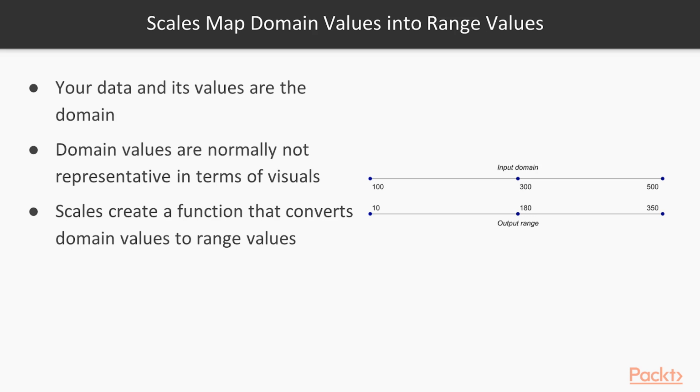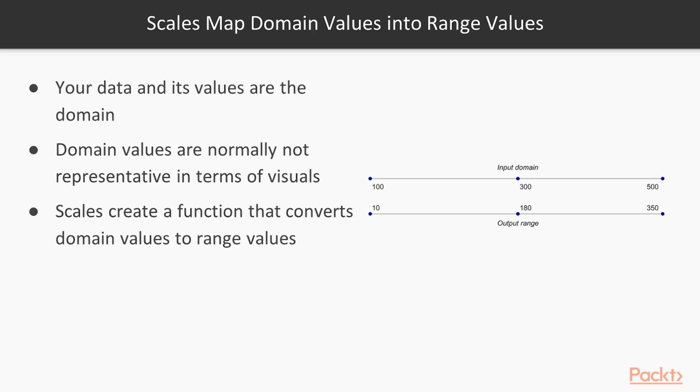Scales in D3.js are actually JavaScript functions that are created by D3.js factory functions to provide a specific domain to range value mapping. The graph on this slide demonstrates a linear scale. The input domain has values which have extents of 100 and 500. The output range has extents of 10 and 350. A linear scale, using these domain and range extents, will map the value of 100 from the domain into 10 in the output range and 500 to 350 in that output range.